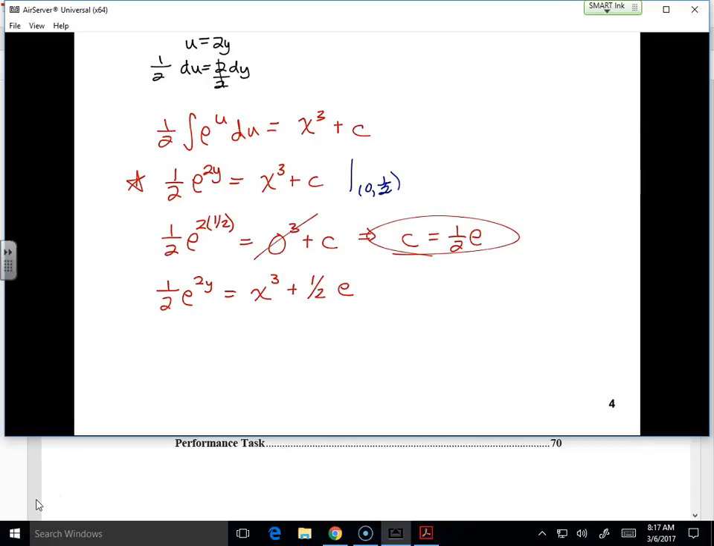How do we solve for y? Multiply the left by 2, multiply the right by 2. We end up with e to the 2y is equal to 2x cubed plus e. Don't forget to distribute.